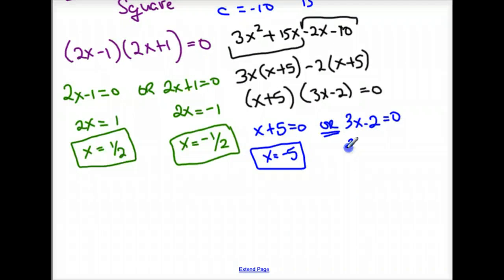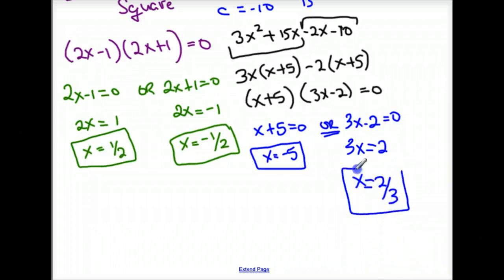Here I will have 3x is equal to 2, x is equal to 2 over 3, and this is my other x-intercept.